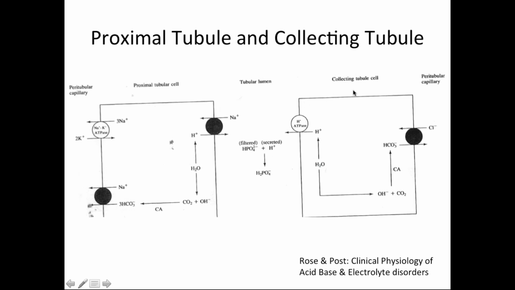In the collecting tubule, you again have the H plus ATPase, which is secreting the H plus, but instead of combining with bicarb, it is now combining with the phosphate, and the bicarb is reabsorbed by the chloride bicarb exchanger on the peritubular capillary side. So the exchangers are the same, it's just what the H plus combines with that matters, now the buffering is with the phosphate, and that now becomes titratable acid.